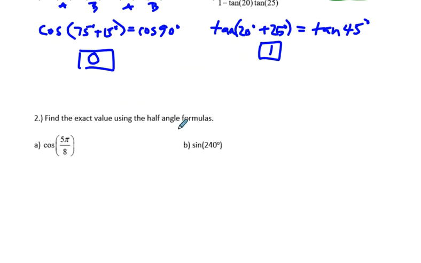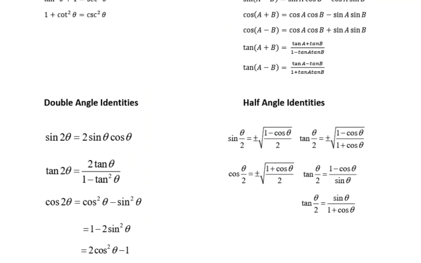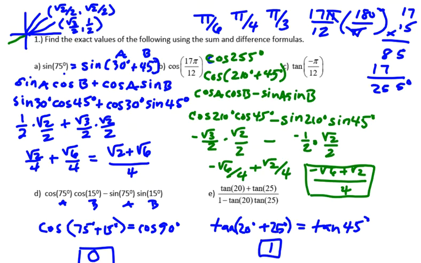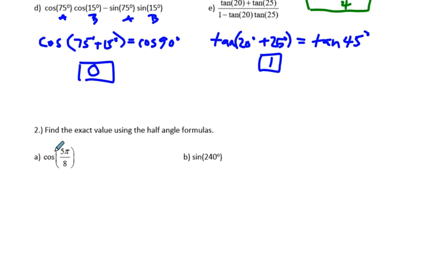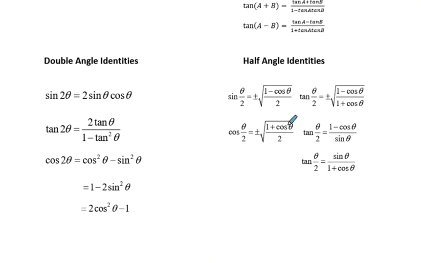Alright, find the exact value using half-angle formulas. So let's take a quick look at our half-angle formulas. Down here. So let's see, we were trying to do the cosine of 5 pi over 8, so we need the cosine half-angle formula. So cosine theta over 2 equals plus or minus the square root of 1 plus cosine theta over 2.